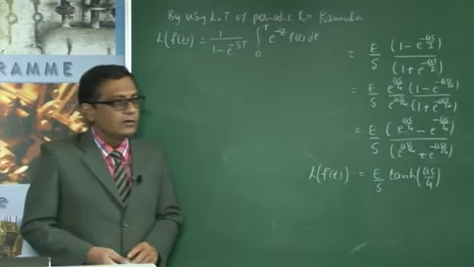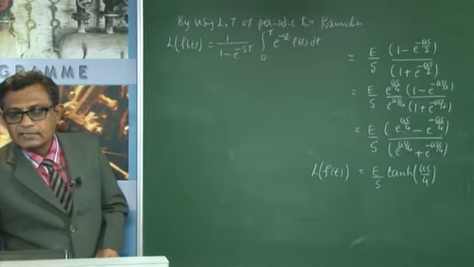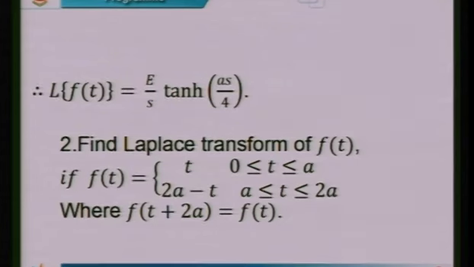Now similarly, we can do the other example, second example. What is this? What is the second example? Now find the Laplace transform of f of t. Now f of t is defined in the interval 0 to a and 2a minus t, a to 2a. Then f of t plus 2a equal to f of t.